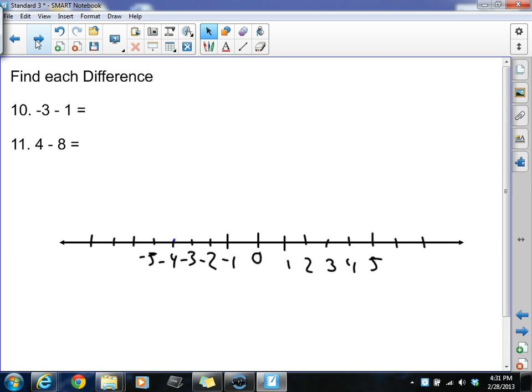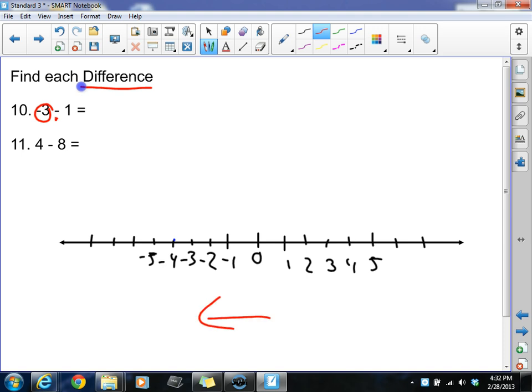All right, our first question here. So I see a number line at the bottom. It's pretty basic, but it works. So our first one, we're going to find each difference now. Now what I see is I see a -3, and I see a minus, and I see a 1. Now whenever you see a minus sign here, that always means you're going to go that way. You're going to go left. When you see a plus sign, that means you're going to go right.